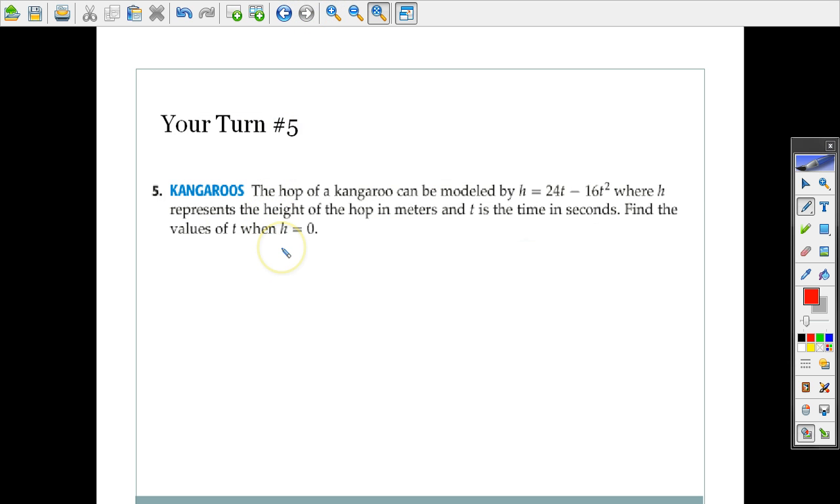Alright, this is our last slideshow, so go ahead to your turn number 5 about kangaroos. So here, without even reading it, I know you're going to have this equals 0 and factor so that you have two answers for each. Okay, so go ahead and do that and make sure you put that away for your homework tomorrow.